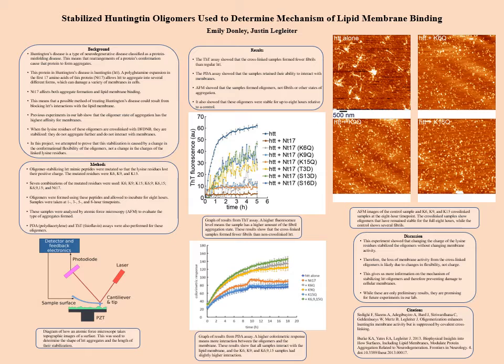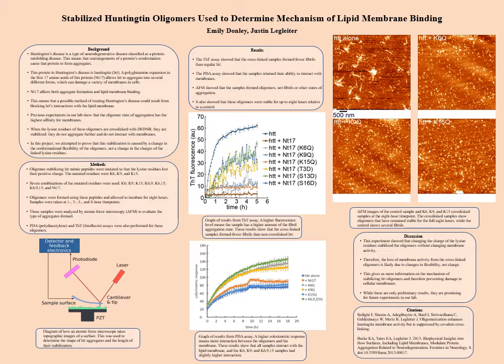The first 17 amino acids of this protein are referred to as NT17. A polyglutamine expansion, or a repeated sequence of the amino acid glutamine in NT17, allows Huntingtin to aggregate into several different forms, which can damage lipid membranes within cells. NT17 affects both aggregate formation and lipid membrane binding, so a possible method of treating Huntington's disease could come from blocking Huntingtin's ability to interact with membranes.